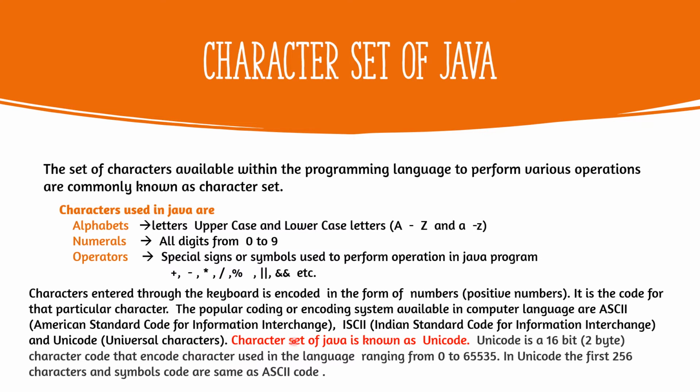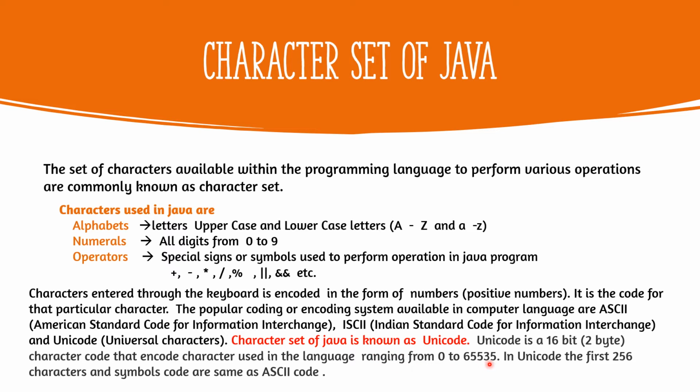ASCII is not used nowadays, and ISCII is also not that much used, and Unicode is globally used. It is a universal code, and it is a 16-bit code that encodes characters. That means for every particular character there is a number, encoding the characters used in the language. For example, A, B, C, every character has a code, and the code range will be from 0 to 65,535. That means all the characters which we can think of have a number.